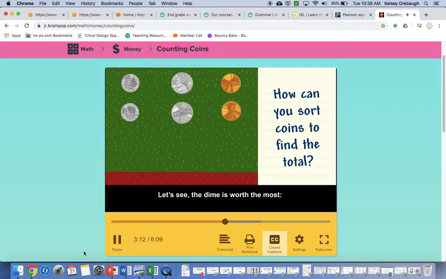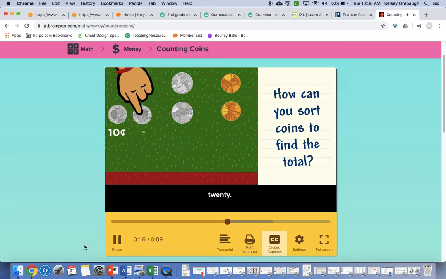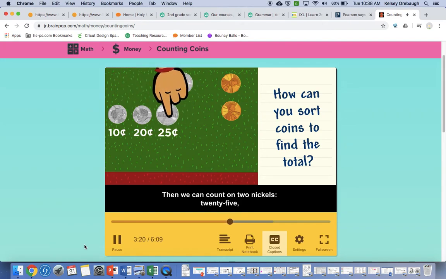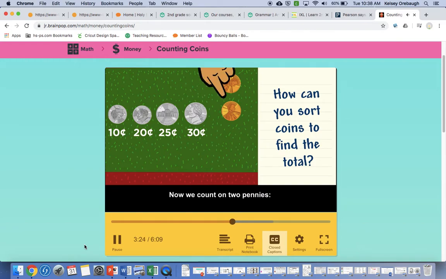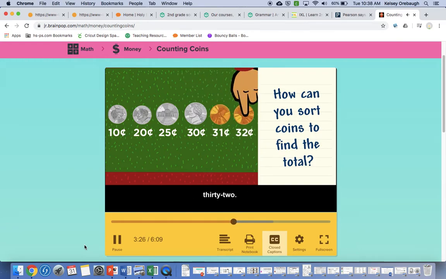Let's see. The dime is worth the most. 10, 20. Then we count on 2 nickels. 25, 30. Now we count on 2 pennies. 31, 32. There are 32 cents total. It's always a great idea to start with the coins that are worth the most and then count on.